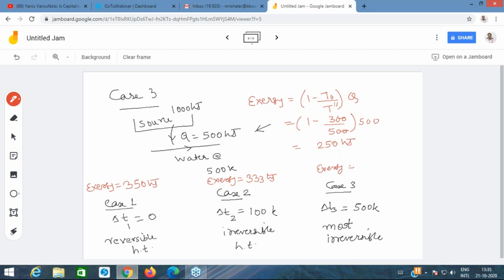So what you should appreciate now is that the energy is the same in all the 3 cases, 500 kilojoules. However, because of irreversible heat transfer, there is a decrease in available energy. I hope this is very clear to you now.